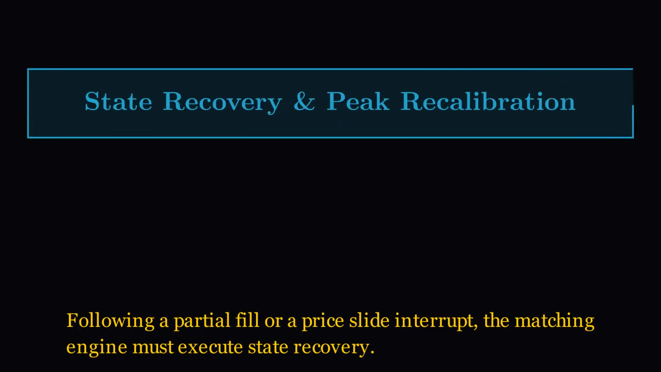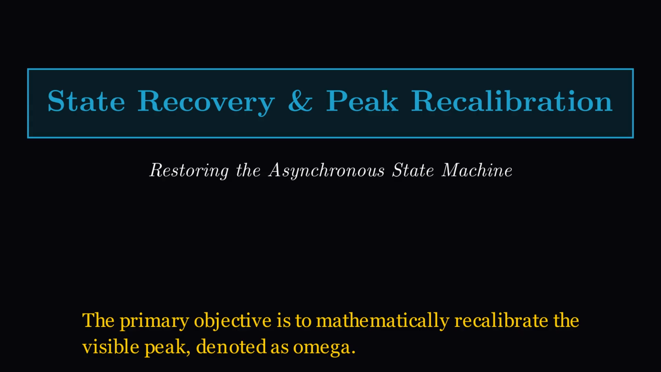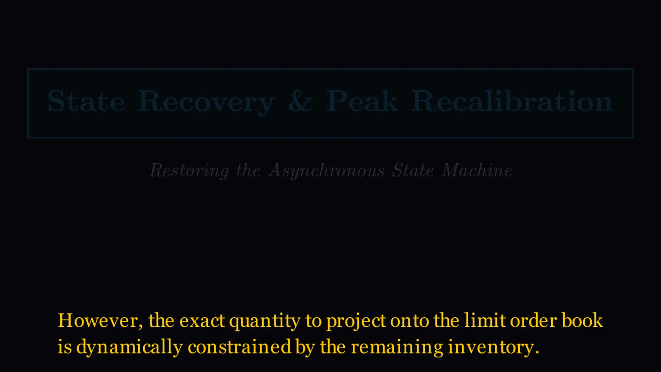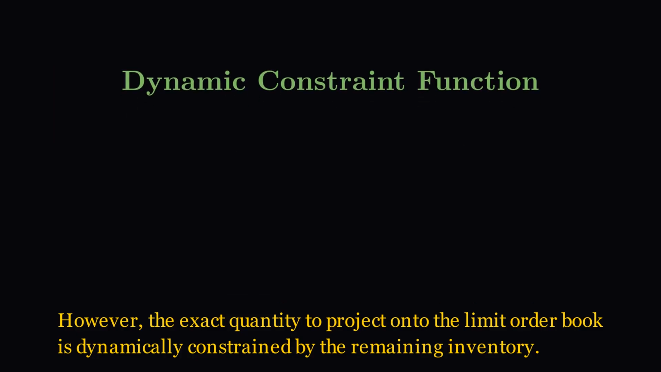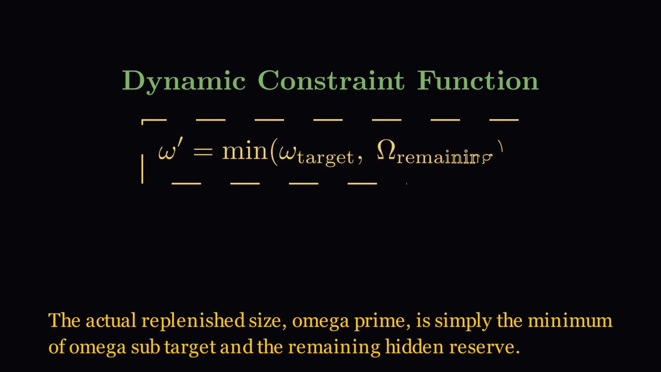Following a partial fill or a price slide interrupt, the matching engine must execute state recovery. The primary objective is to mathematically recalibrate the visible peak, denoted as omega. However, the exact quantity to project onto the limit order book is dynamically constrained by the remaining inventory. We define the target visible size as omega sub-target, parameterized initially by the execution algorithm. The actual replenished size, omega prime, is simply the minimum of omega sub-target and the remaining hidden reserve.